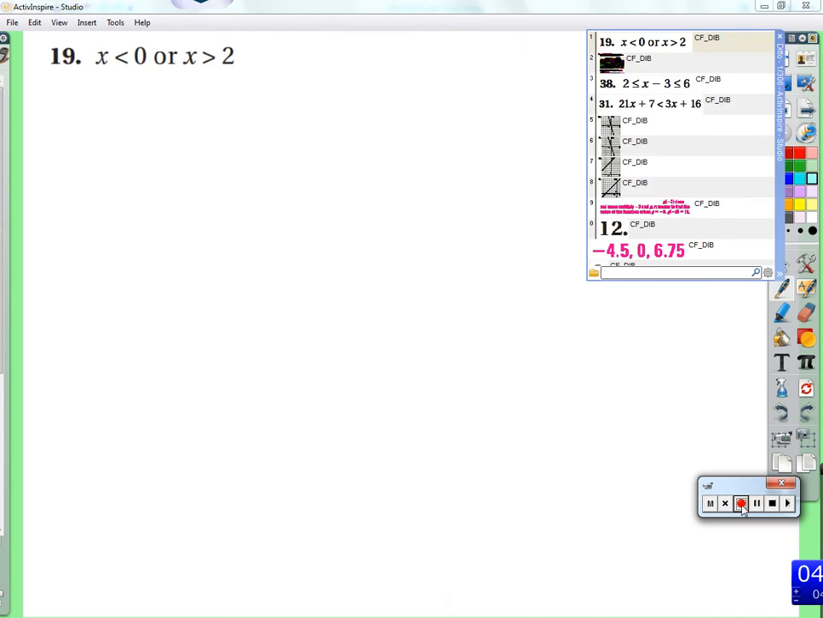So we need to graph this inequality. We just need to show on a graph what they're saying x can be. Since it's only one variable, just x, we'll use one dimension, one line. Here's 0, here's 2. We need to show that x can be less than 0, so let's deal with that. An open circle, because it does not equal 0, and then the arrow going to the left.